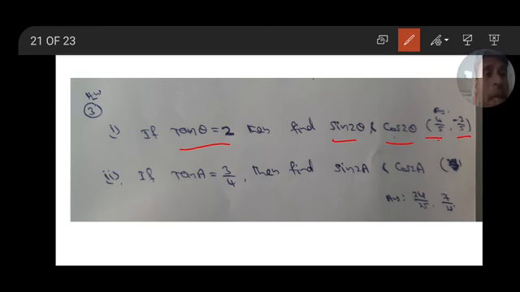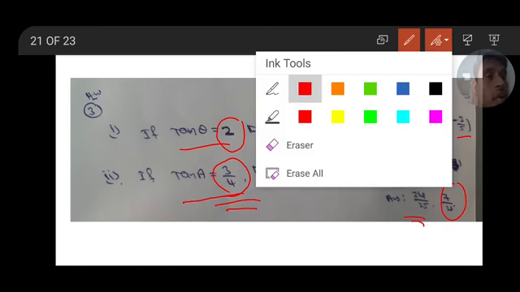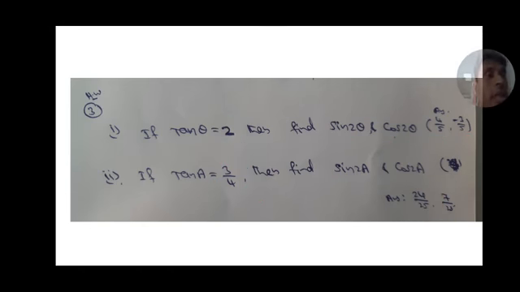Next problem, if tan a equals 3/4, then find sin 2a and cos 2a. Same as the last problem's solution. Instead of 5/12, here 3/4. In this second problem we get sin 2a value 24/25 and cos 2a value is 7/25. Cross verify the answers, find out the solution and verify the answers.